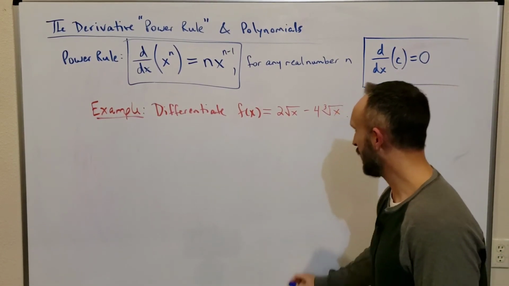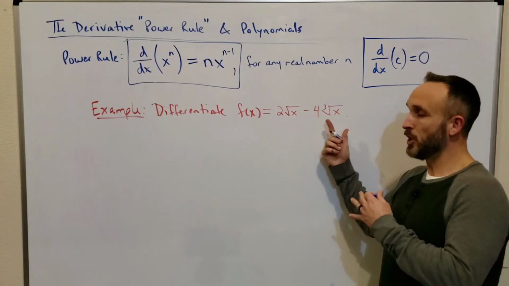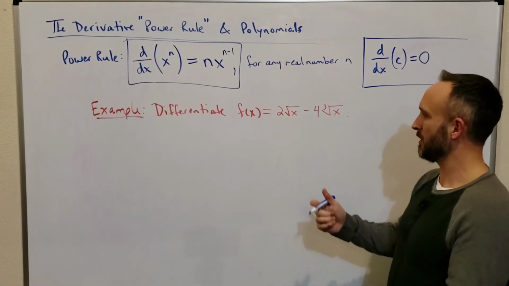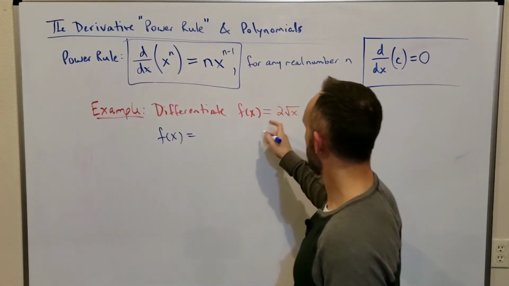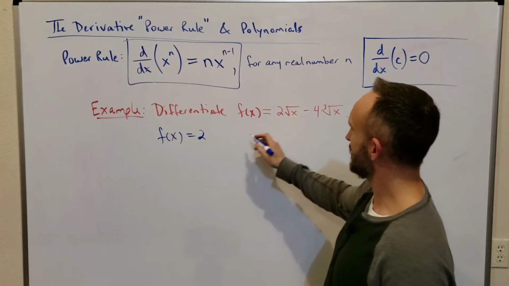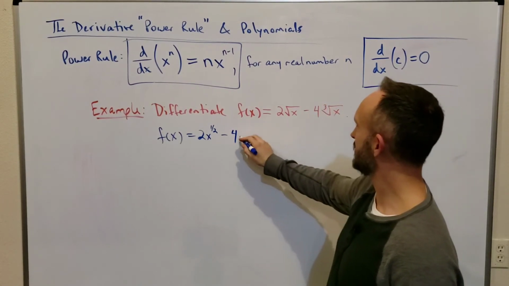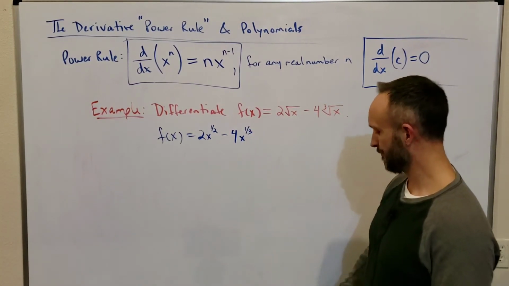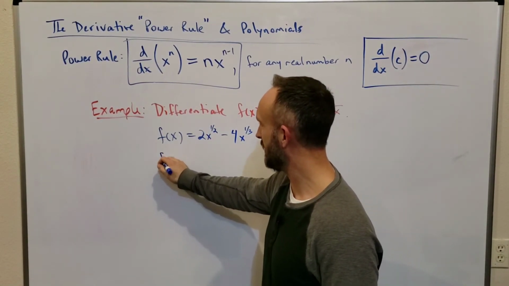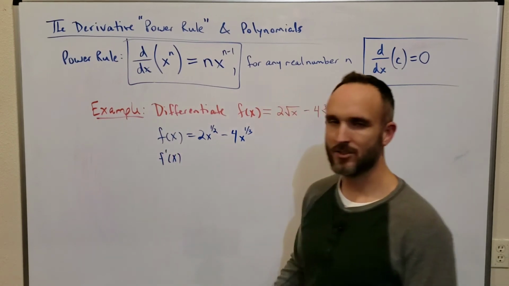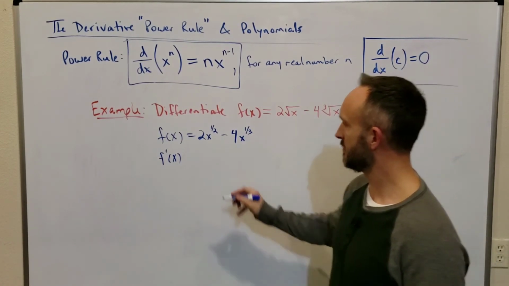So you might be asking yourself, well, I don't see any powers here. How can I use the power rule? Well, square roots, cube roots, roots in general are exponents. So in other words, we could rewrite f of x as 2 times the square root of x, which is the same thing as x to the 1/2 power, minus 4 times the cube root of x, which is the same as x to the 1/3 power. And then I'll differentiate both sides. So I'll take the derivative, meaning now I'm going to say f prime of x. I'm trying to switch notation and language a little bit to familiarize you with all the different ways you could say this.